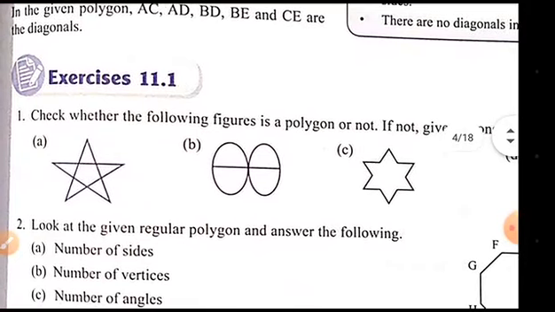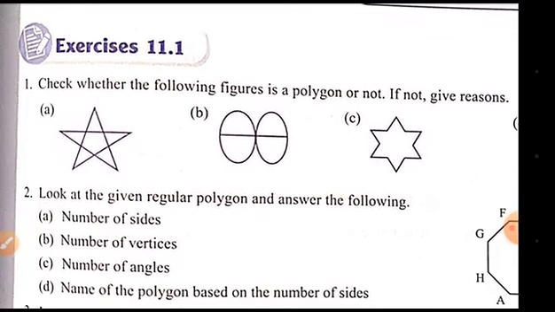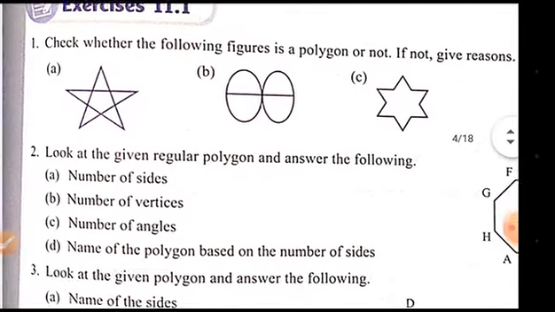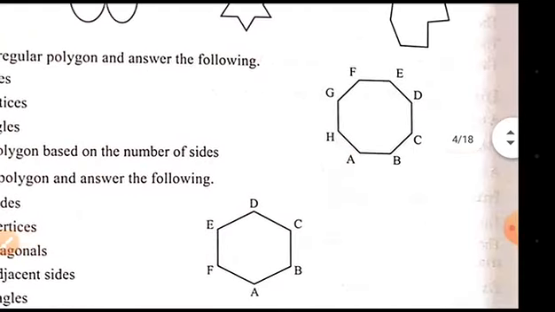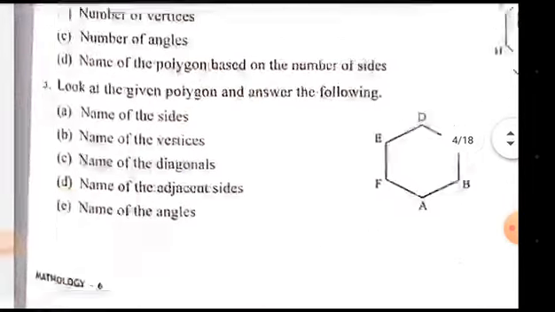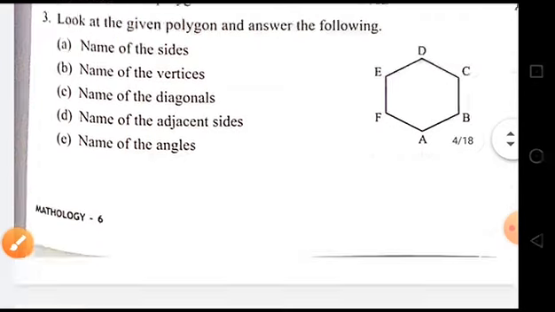Now students, Exercise 11.1 is your homework, and in this exercise you only have to write the name of the polygons, whether they are regular or irregular, and write the number of vertices, sides and angles from the figure. It is very simple because you all understand what adjacent sides, adjacent vertices and diagonals are. So you can easily identify the number of sides, vertices and angles in any polygon. Clear? So this is your homework and you have to solve this exercise in your notebook.